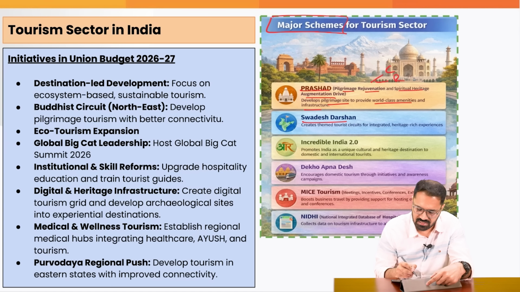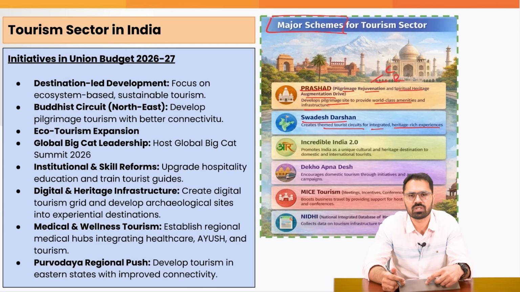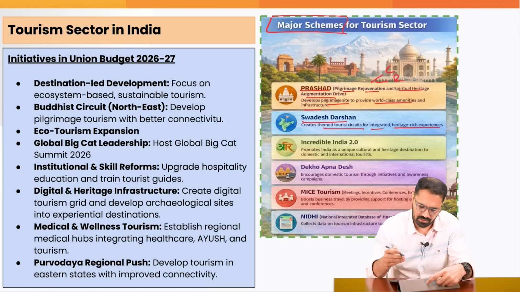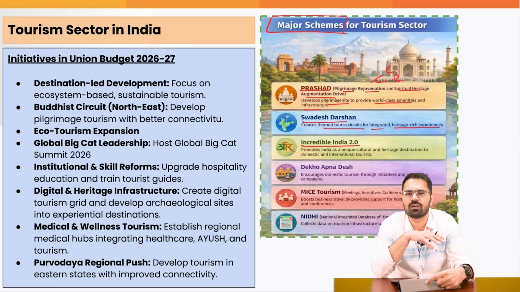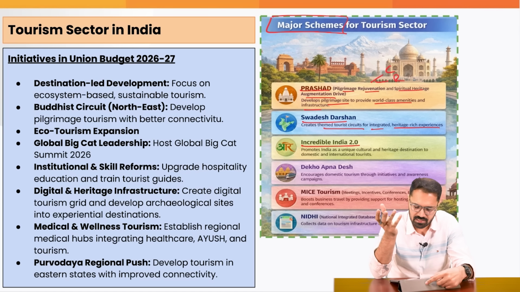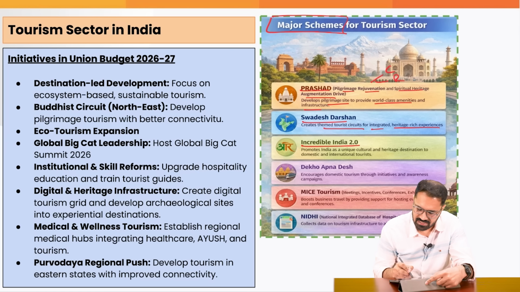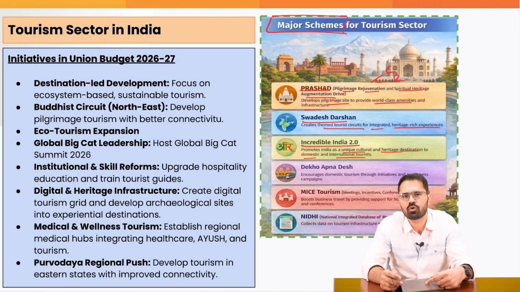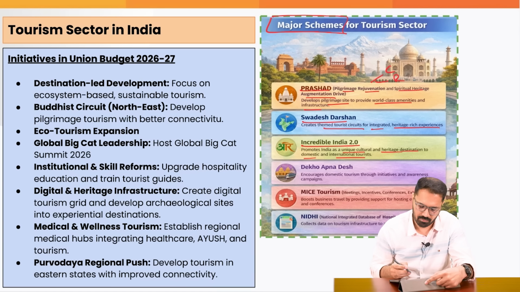Then you have Swadesh Darshan. It creates themed tourist circuits for an integrated, heritage-rich experience. Largely, it is focusing on the NRIs who are living outside India. Then you have Incredible India 2.0. Earlier, we had Incredible India 1.0. Now, Incredible India is also called Atulya Bharat in Hindi. It promotes India as a unique culture and heritage destination to domestic and international tourists. Basically, all the promotion of Indian tourism is done under this brand, Incredible India.